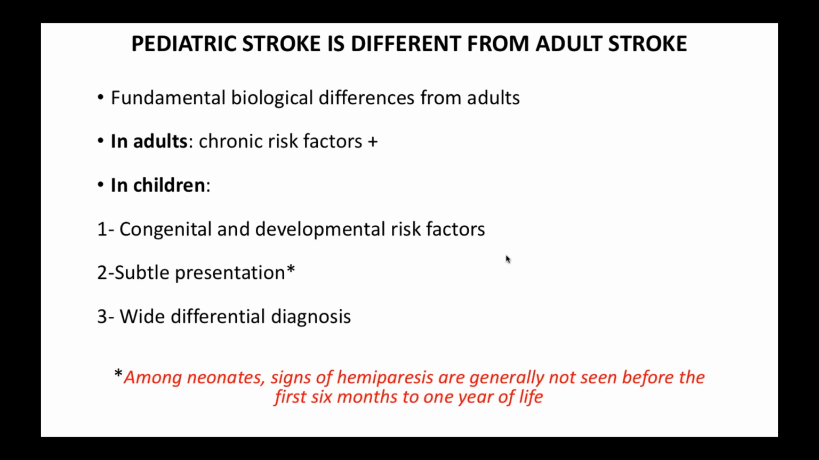Now, how is a pediatric stroke different from adult stroke? We have been coming across a lot of adult strokes. You must have heard, especially during the COVID-19 times, that this particular person presented with stroke because of vasculopathy, coagulopathy. So adult stroke is quite often something you hear about. What are the various differences of a pediatric stroke from adult stroke? Why is it different? Because of the first important thing, the fundamental biological differences from the adults.